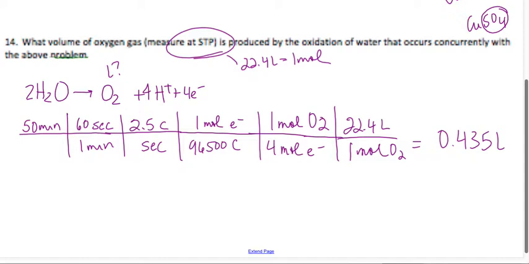What happens if this weren't at STP, though? What if I were to say this happened at 270 K and 2 atm? What would you do differently? What about gas? I want specific. What would we do? The ideal gas law. What would we do with that?